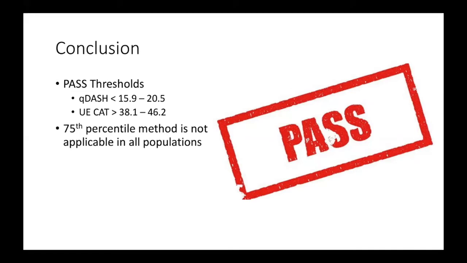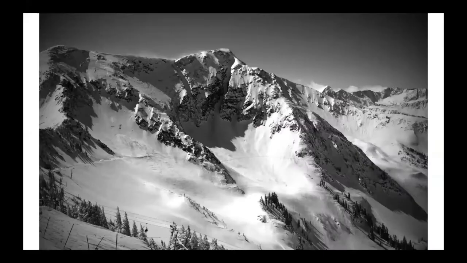Secondarily, we would caution other authors that the commonly reported 75th percentile method for determining the pass threshold may only be valid for a specific distribution of outcome scores. And in our particular case, where there was a large ceiling effect in our data, it provided threshold values that represented perfect scores on the QuickDASH and UECAT.